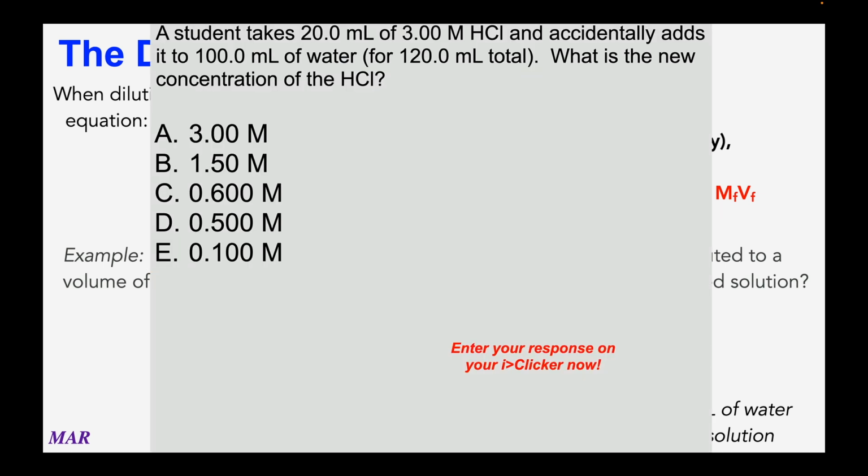So here's a question you might see. We have 20 milliliters of 3 molar HCl, and this student apparently accidentally added it to 100 milliliters of water. So the total volume is 120 milliliters. What's the new concentration of HCl? And this kind of stuff happens intentionally and unintentionally. It's no big deal. But the good news is you can figure out what it is using that C1V1 equals C2V2.